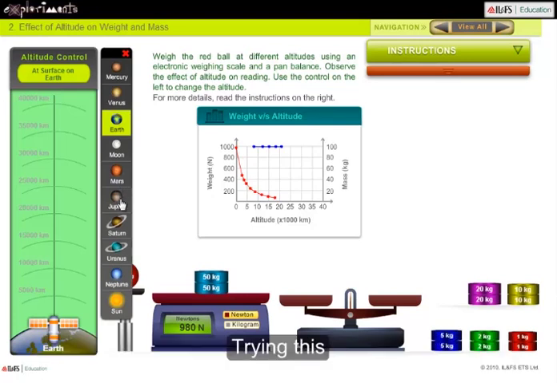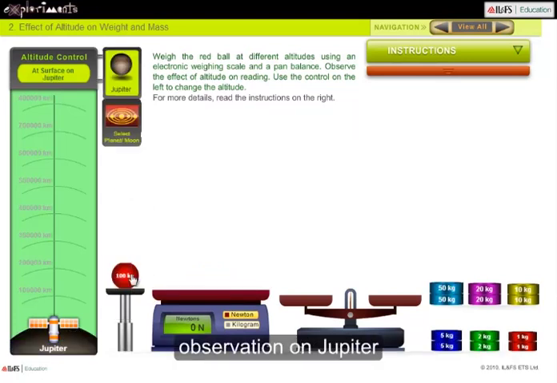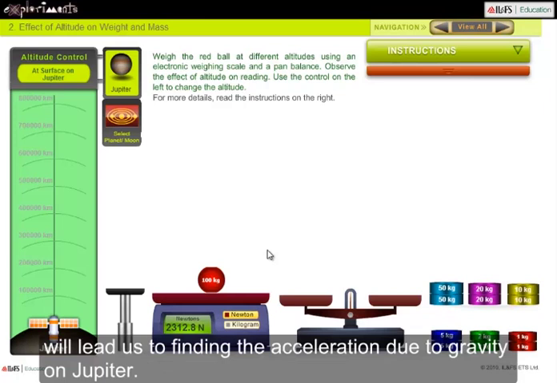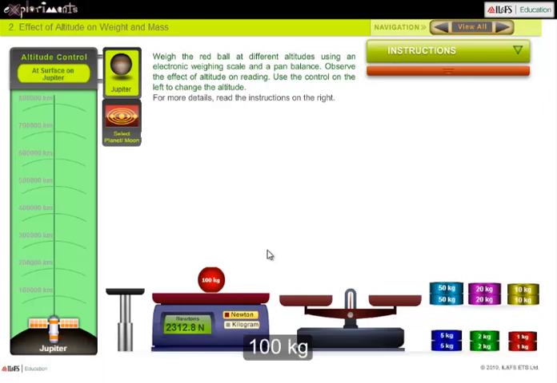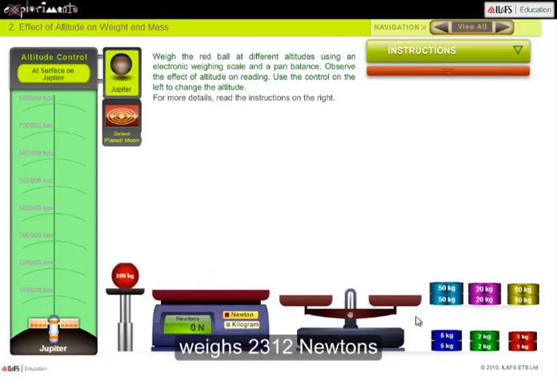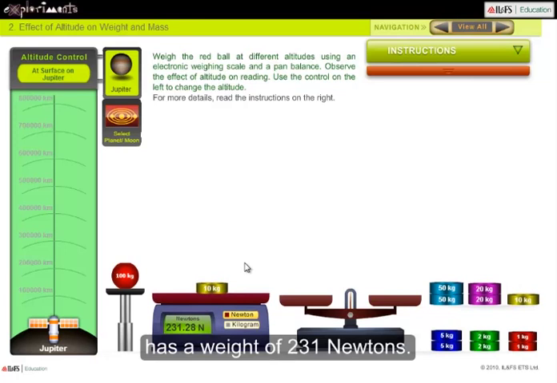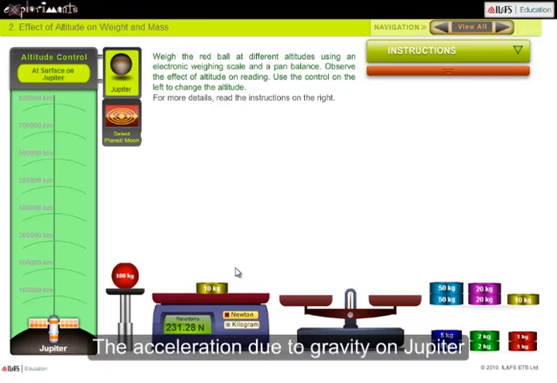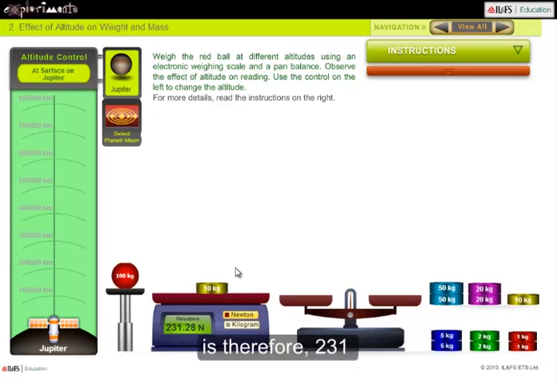Trying this observation on Jupiter will lead us to find the acceleration due to gravity on Jupiter. 100 kilograms weighs 2,312 newtons, whereas 10 kilograms on Jupiter has a weight of 231 newtons. The acceleration due to gravity on Jupiter is therefore 231 divided by 10, 23.1 meters per second squared.